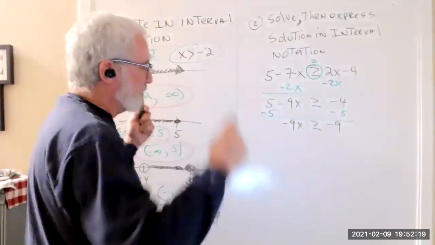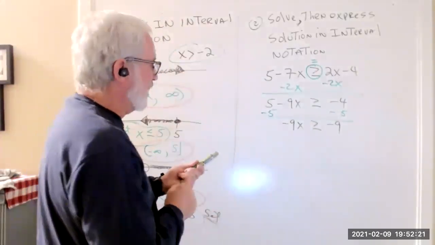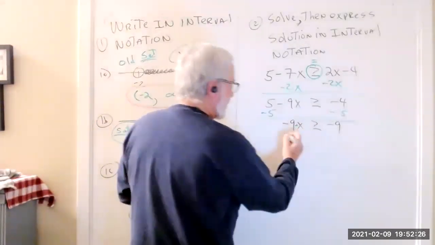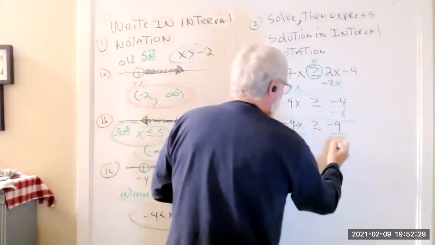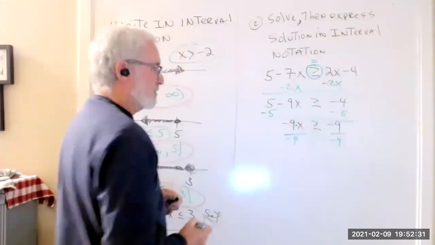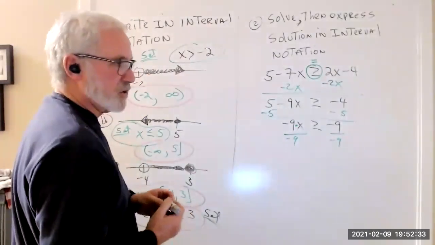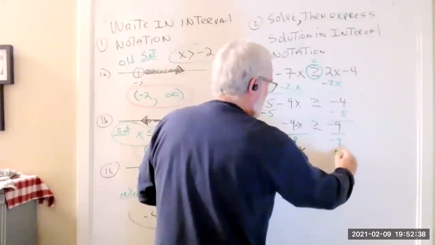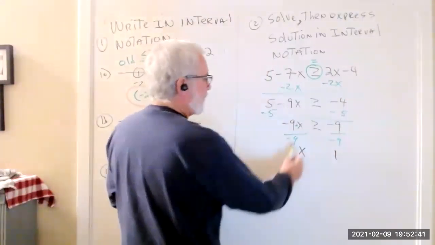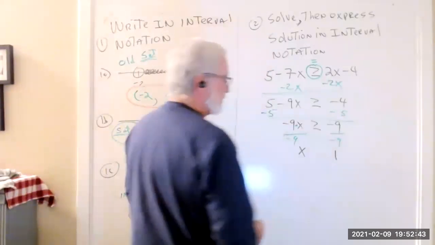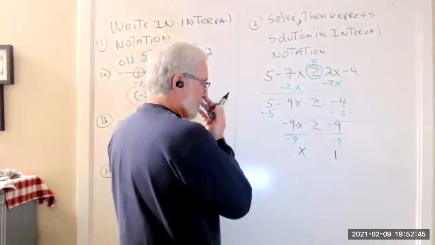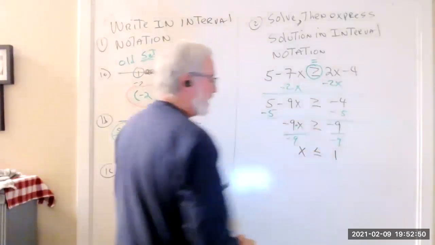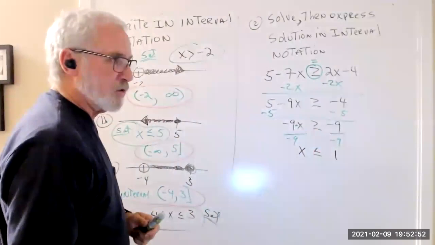Okay. Now comes the fun. I have to divide, because that's -9 times x, I have to divide by -9, divide by -9. Have to do that. I don't have a choice. Okay. That's going to give me x. That's going to give me 1. But what happens when I divide both sides by a negative number? You flip the sign, right? So it becomes x is less than or equal to 1.